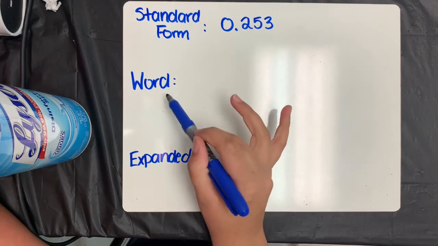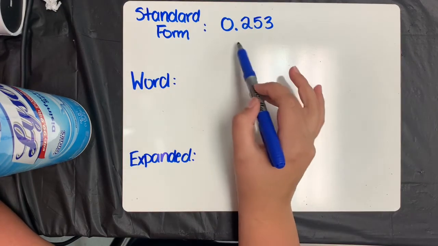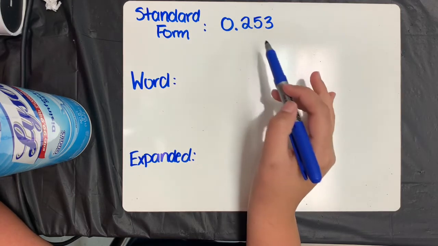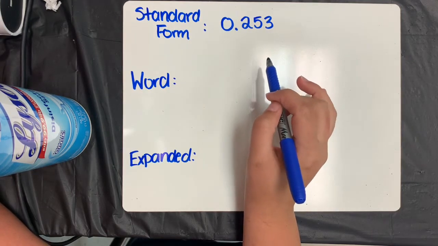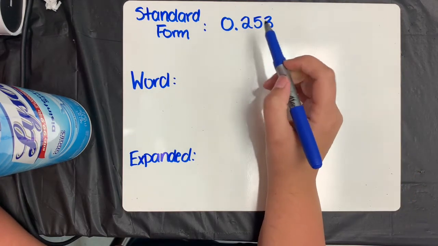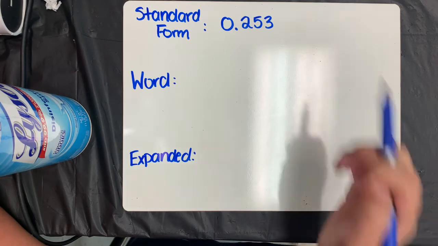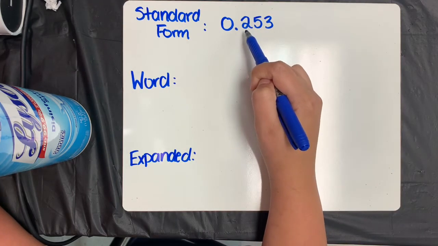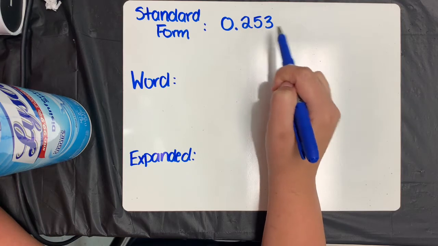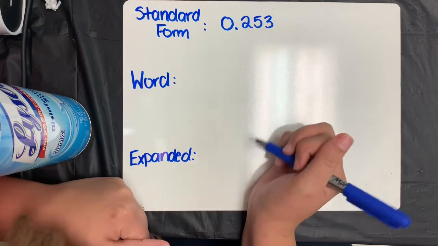So, the beautiful thing about word form, and my favorite thing about word form, is that you write it exactly like you say it. So in this case, I see my number. If I want to say that, I don't have anything in the whole numbers place, so I don't have to say 0 and. You just jump right in and you say 253 thousandths. And that's because there's a 2 in the tenths place, there's a 5 in the hundredths place, and there's a 3 in the thousandths place. And since it extends out to the thousandths place, that's what we end on.